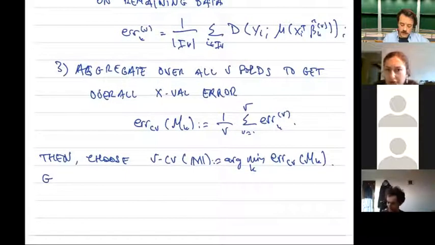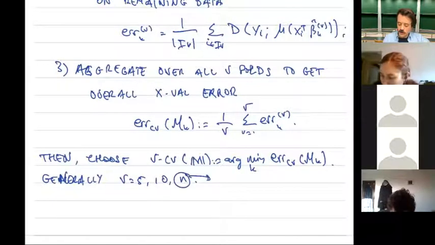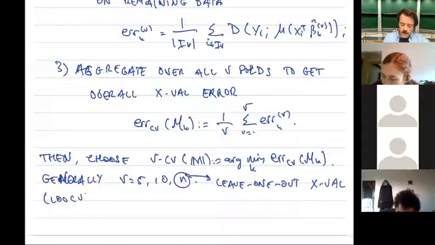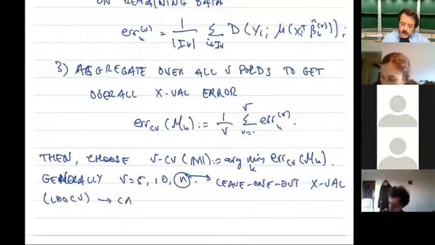Okay, so very briefly, generally V is 5 or 10, or even n, actually. And this case is called leave-one-out cross-validation, which on many occasions is written as LOOCV, and it can be shown that this is asymptotically equivalent to AIC.